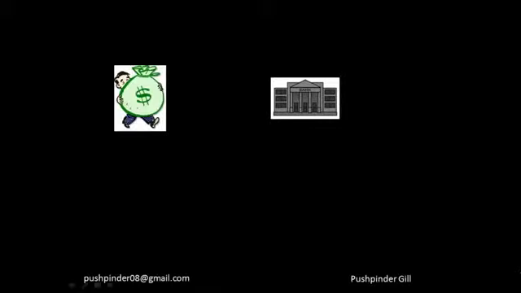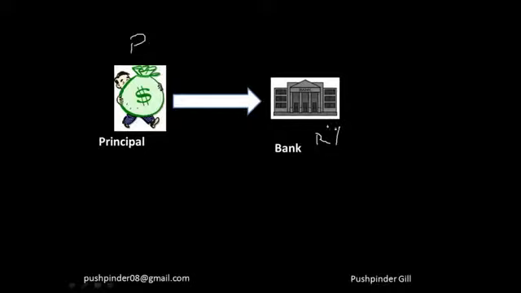So first of all, what happens? Let's suppose you've got a lot of money, you won a lottery or something. So you have, let's say, P amount of money, and you go to the bank and deposit that money. The bank provides you some rate of interest, and overall it keeps the money for some number of years. Let's say it keeps the money for T years.